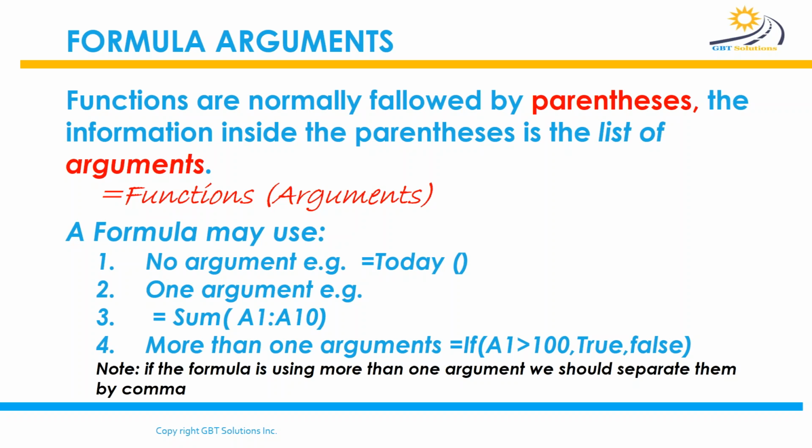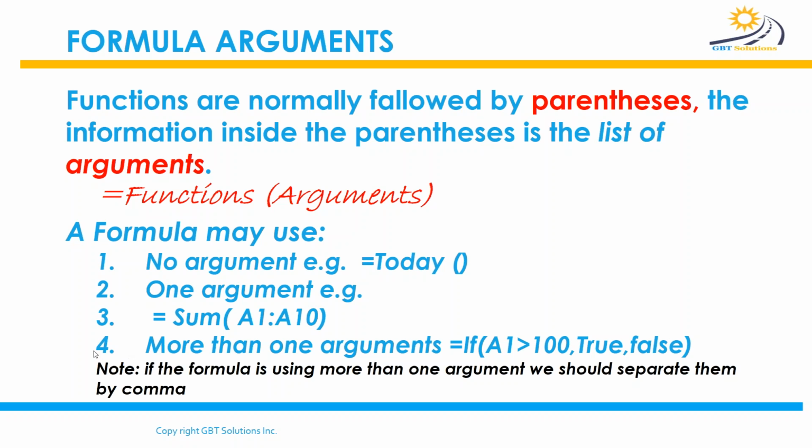Sometimes you have one argument. The formula we use with one argument is like SUM. SUM from A1 to A10: from A1 to A10 is one argument. So this is a formula with one argument. SUM, AVERAGE, and so on, you could use one argument, and the formula will work.